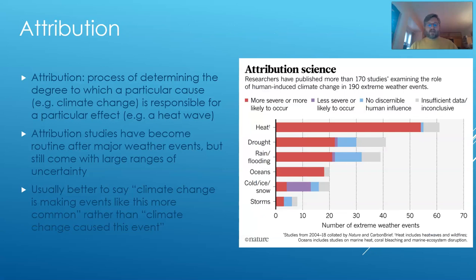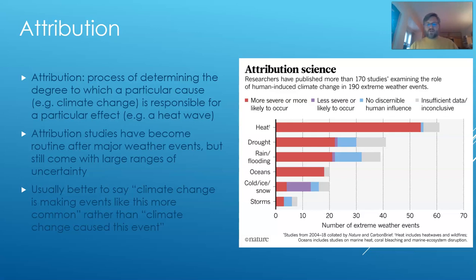So then the last thing that I want to say a little bit about is the concept of attribution. So attribution is the process of determining the degree to which a particular cause is responsible for a particular effect. So in the context of climate change, attribution is trying to determine how much climate change is responsible for a particular event. So we can look at a single weather event, a particular hurricane, a particular drought, a particular blizzard, whatever sort of individual single weather event we want to look at. To what degree was that event caused by, or at least made more severe by, climate change?